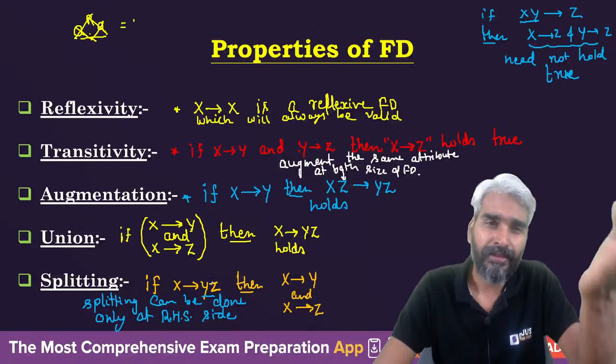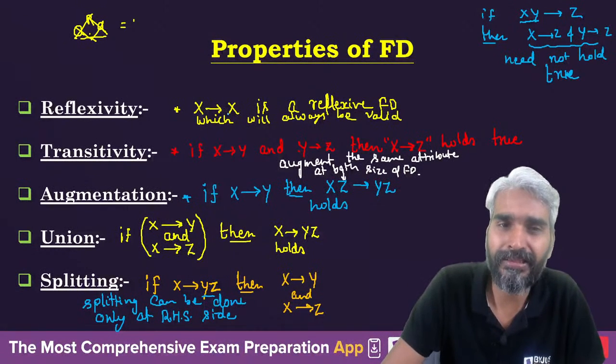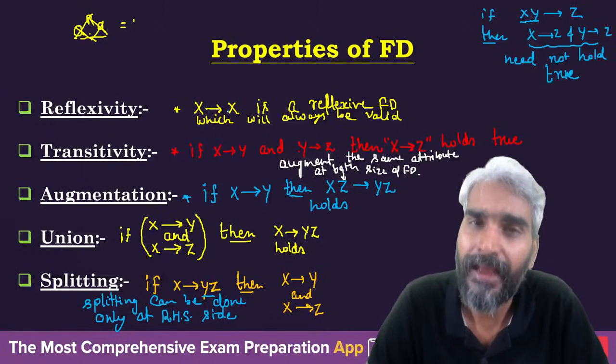So these are the 5 properties of functional dependency. That okay, that X implies X will exist, that is, reflexive FDs will always hold true in any relation.